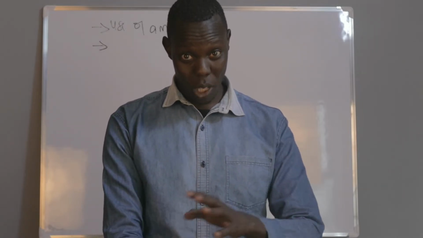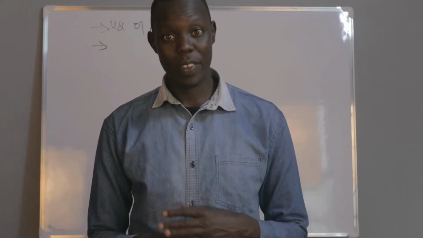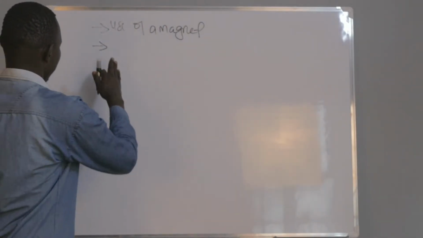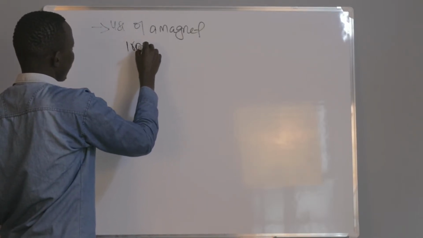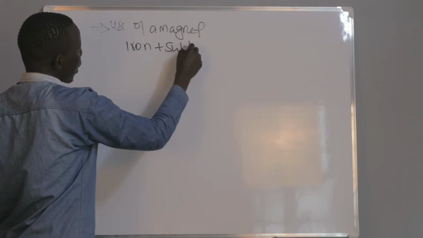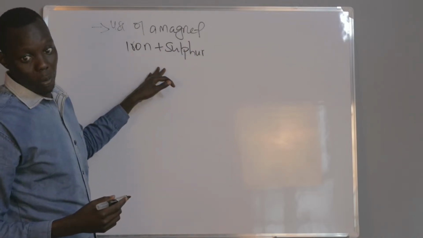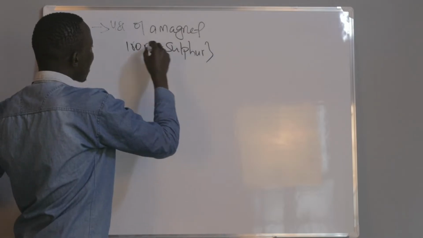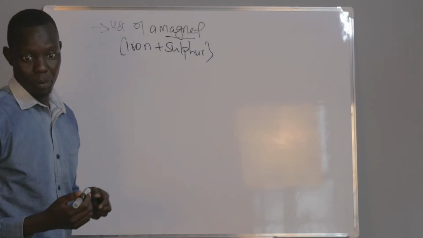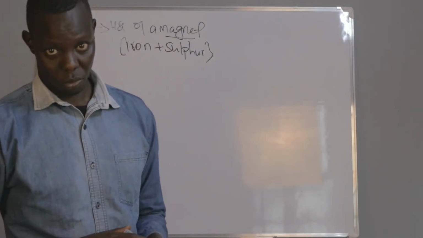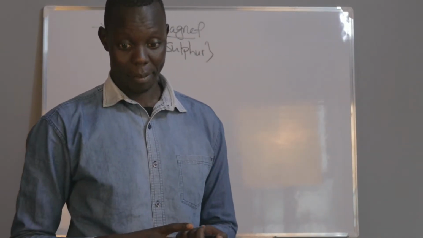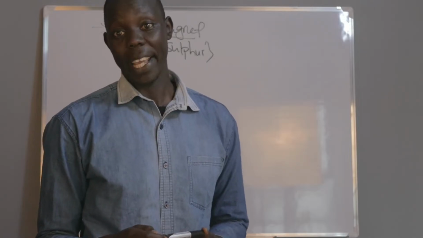And in most cases, one of the commonly used magnetic materials is iron. Look at this, a mixture of iron and sulfur. I'm not saying a compound, a mixture of iron and sulfur. If you want to separate them, we will use a magnet. Why? Because iron is magnetic.